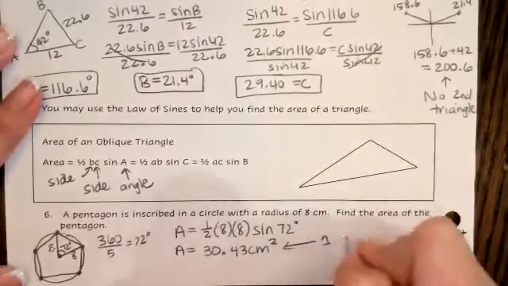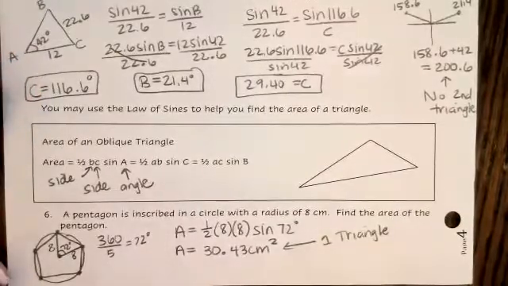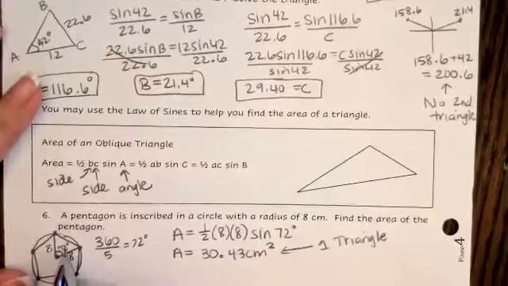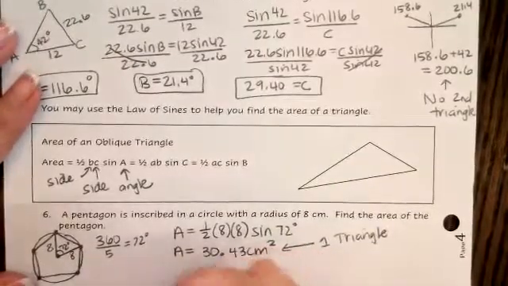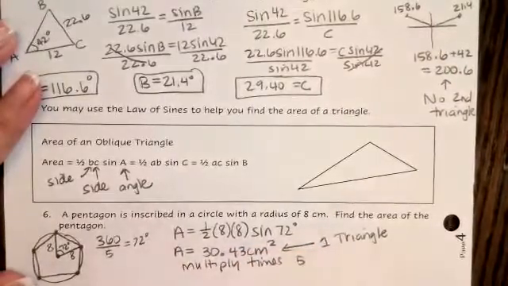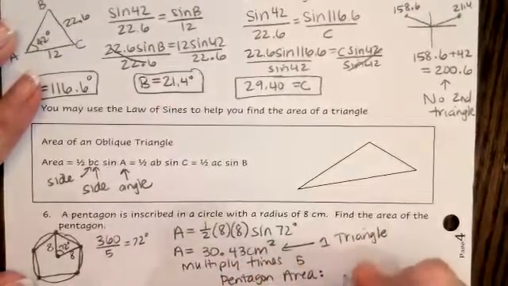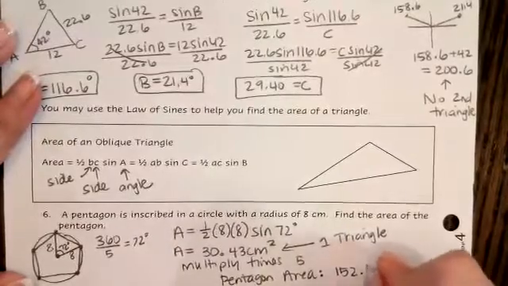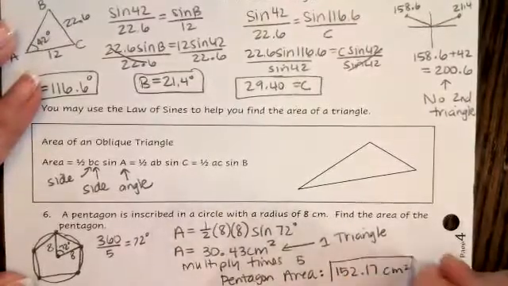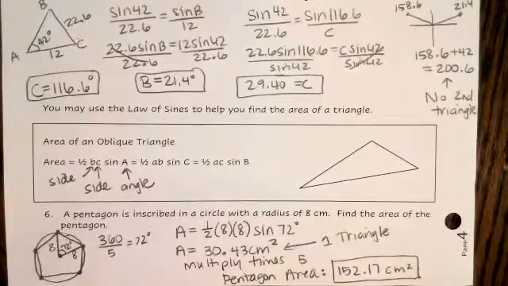Now that is the area for the one triangle. So if I was just looking for the area of the triangle, that would be my answer. If we're looking for the area of the entire pentagon, we know there are 5 of these triangles. So I multiply that times 5. And so the area of the pentagon would be 152.17 centimeters squared. So there's using our law of sines, finding the area of oblique triangles. Next time, we'll continue with law of cosines.